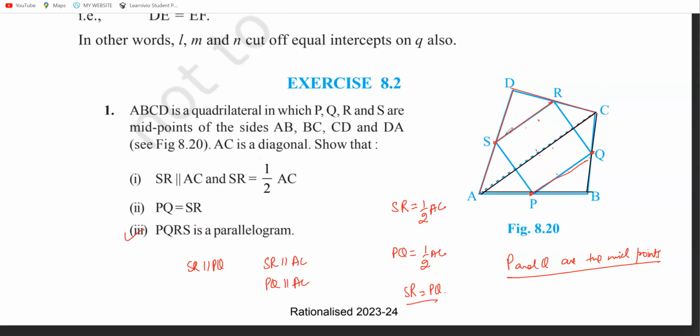Now, in a quadrilateral, if you have proved that this side is equal to this side, and that this side is parallel to this side, that is, SR is equal to PQ and parallel to PQ, then we say that PQRS is a parallelogram.